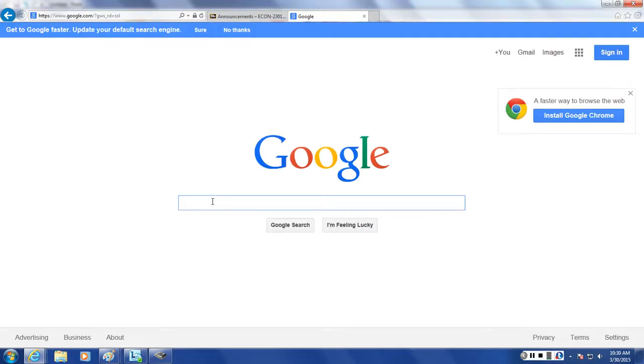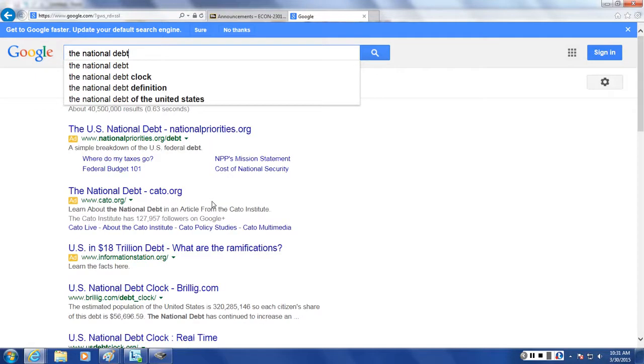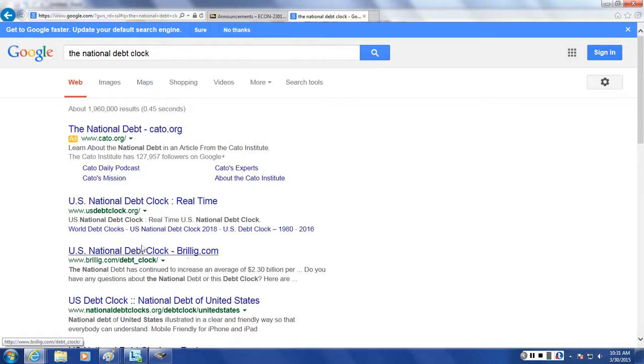So all you need to do is Google the National Debt Clock. There you go. National Debt Clock. US National Debt Clock, real time.